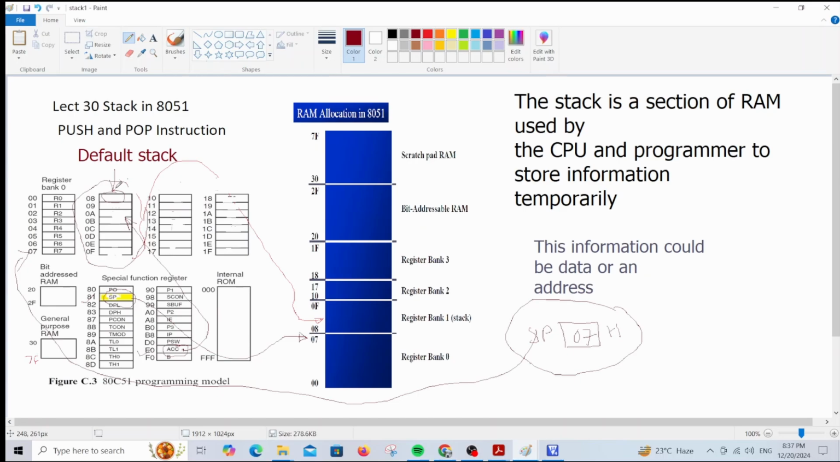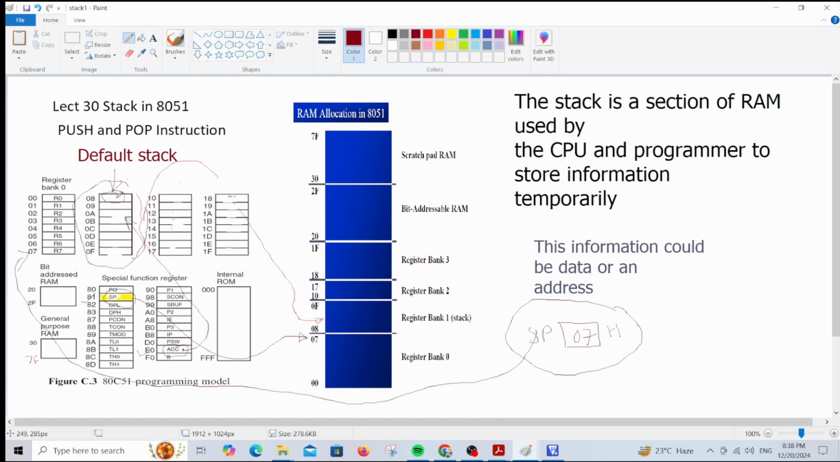Actually, we can change the stack location by changing SP, but by default it starts from 08. Actually, SP points 07, so you can use stack locations from 08, 09 like this. When you go on pushing, you can use 08, 09 like this, and when you go on popping, it will go on decrementing like that.